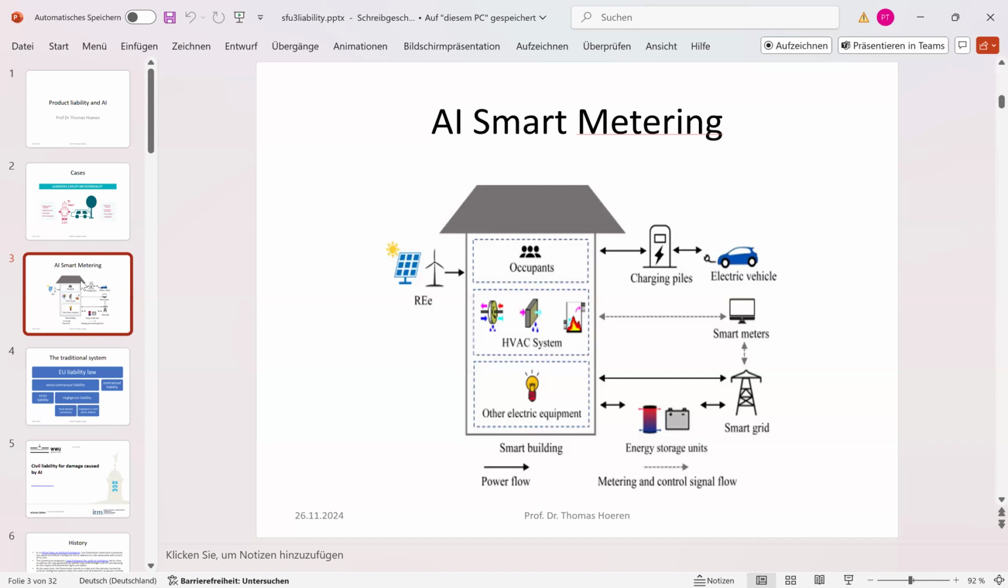But you don't need that typical case of liability in automated cars. Simply use an AI smart metering system. The whole house is controlled by an AI system regarding the electricity. So if that tool makes a mistake and sends too much electricity to the house, that costs money, can cause damages, and that causes liability.